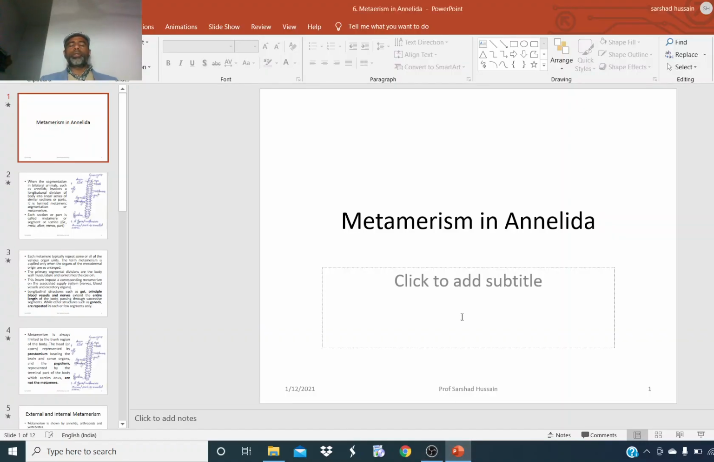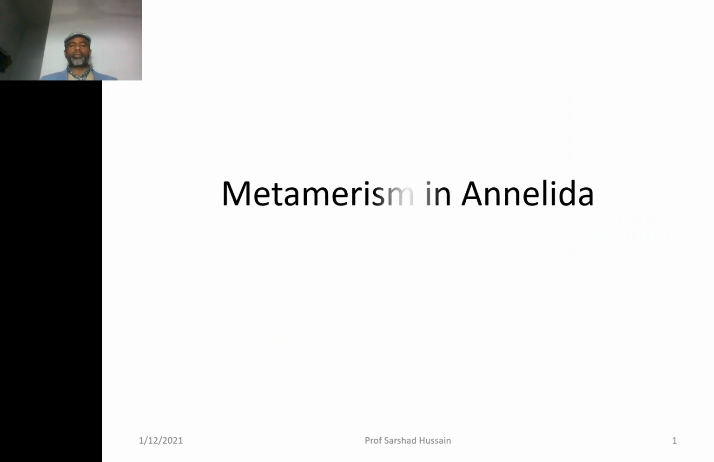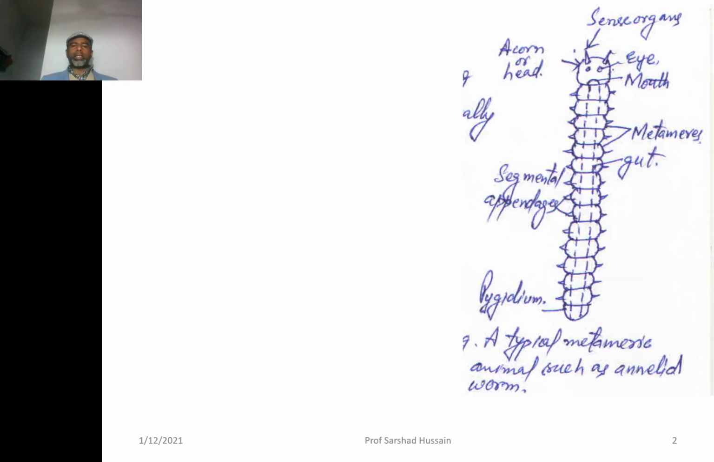Dear students, let us discuss another topic, metamerism in annelids. As we have already stated, this is the first phylum which has true segmentation of the body, and the segments of the annelids are called metameric segments, or a metamerically segmented body. So, let us discuss what it is.